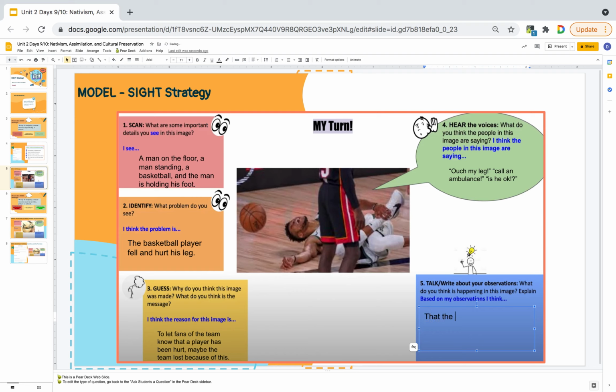that the player was hurt really bad and that the team might have lost the game because of this. Now, I don't know for sure if that's what happened, but I'm just taking an educated guess based on all the details that I've gathered already from the picture.